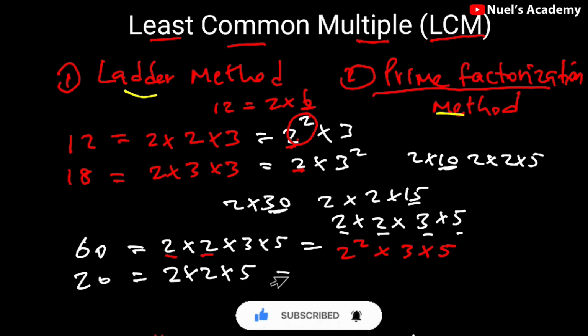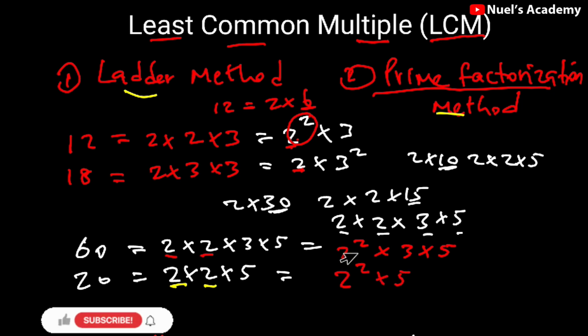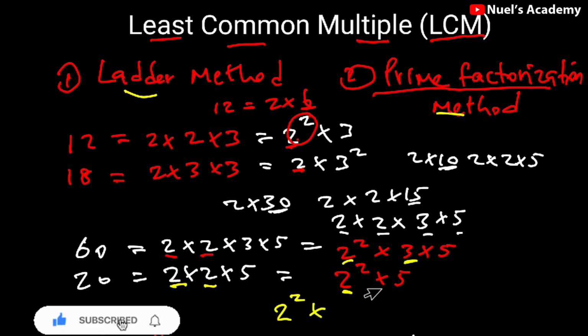So here we have 2 in 2 places, which is 2 square, then times 5. So you have 2 square here and 2 square here, so we pick one of them, 2 square, then times. We have 3 here, we don't have 3 here, so we write 3 here. So this 5 and this 5, both of them have the same power, so you just write 1. Pick one of them. So this is going to be equal to 2 square is 4, 4 times 3 is 12, 12 times 5 is equal to 60, which is the same thing we got using this ladder method.